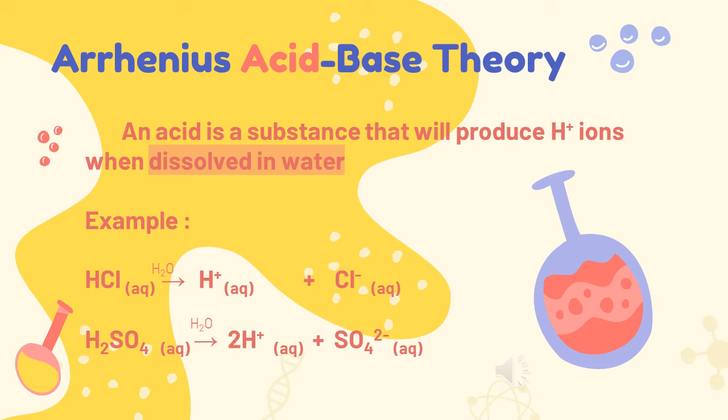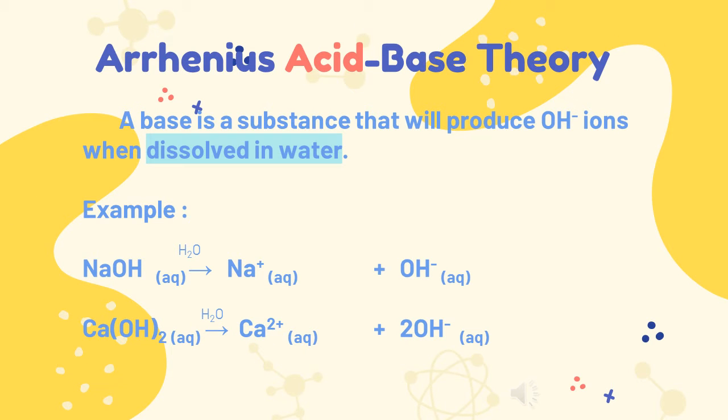Then, another example, when sulfuric acid is dissolved in water, it produces 2H+ and SO4 2- ions. Okay, according to Arrhenius, a base is a substance that will produce OH- ions when dissolved in water. For example, when sodium hydroxide is dissolved in water, it produces Na+ and OH- ions. And then another example, when calcium hydroxide is dissolved in water, it produces Ca2+ and 2OH- ions.